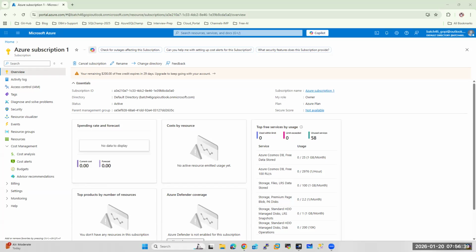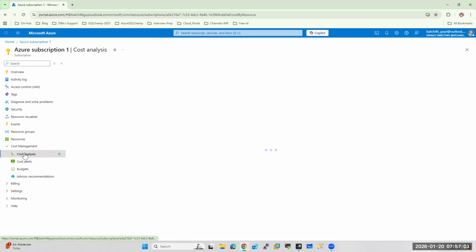Under this subscription, what access I can provide. So I can control the access management from the subscription. It is a billing boundary. It is a container. I can maintain different payment types, and I can monitor the cost from the subscription.